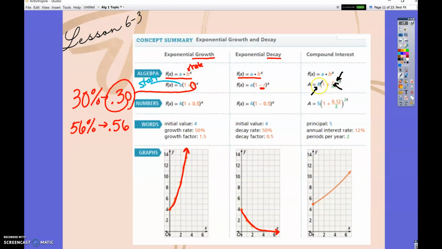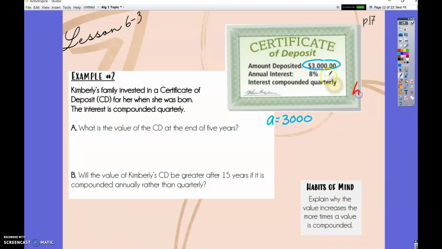We've got our principal, our initial amount, times 1 plus our rate as a decimal divided by the number of times compounded, to the n. The n would be your number of periods in a year, how many times we're going to compound the interest. T is for time. Looking back here, we've got our 0.08 for our percent, and it's compounded quarterly. So that is our N. Our N is 4 times a year.